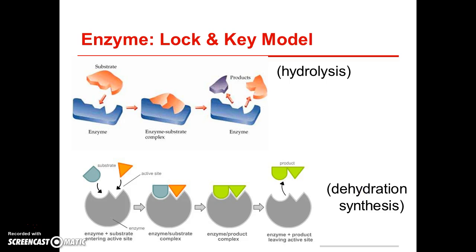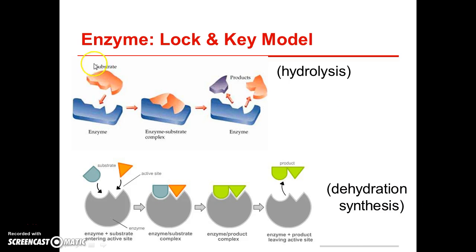You are going to be asked to describe the lock and key model on an assessment. So for enzymes, there are some vocabulary words: enzyme, substrate, active site, and the enzyme-substrate complex. There are a lot of vocabulary words in here. I need you to look at these images as I describe what's happening, and then I'm going to show a video too. Here, the two reactions that we mentioned before are hydrolysis, where we're breaking polymers, and dehydration synthesis, where we're making polymers.